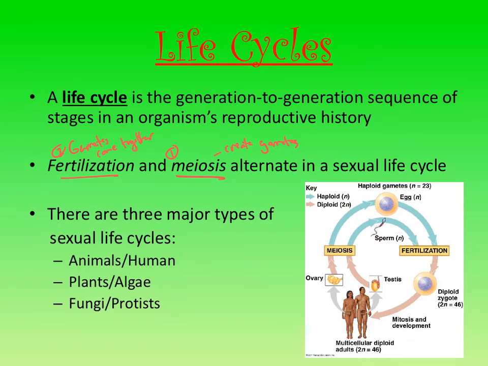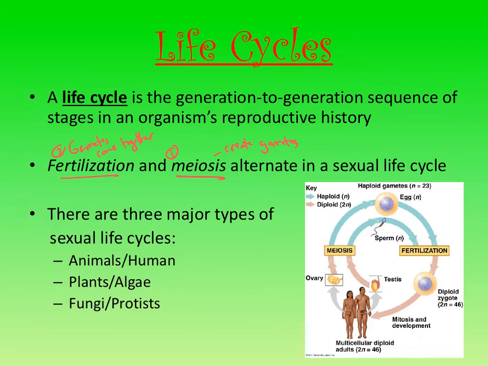All right, now, there are 3 types of sexual life cycles in nature. There's the animal or mammal kind, which is what humans would do. There's the plant and algae approach, and then there's the fungal approach. And again, all of these are sexual, meaning that offspring come from the joining of 2 cells, but they all work in a different way.